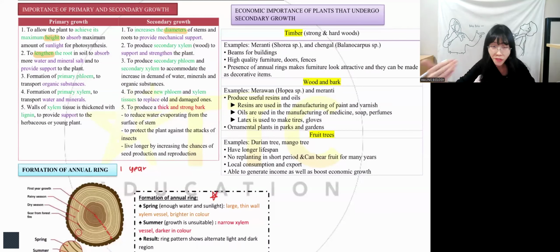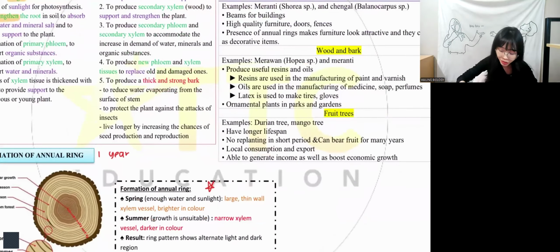If you want to write more functions for secondary growth, you write number 5, guys. Number 5, thick and strong bark. Why? Because they want to reduce water evaporation. They want to protect the plant from bacteria or even insect attacks. They want to live longer.